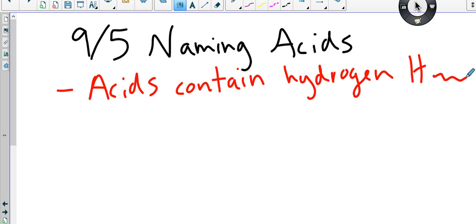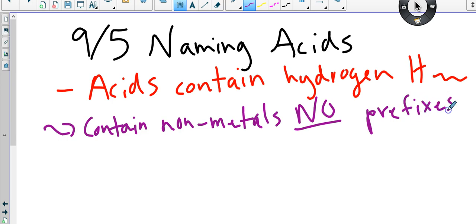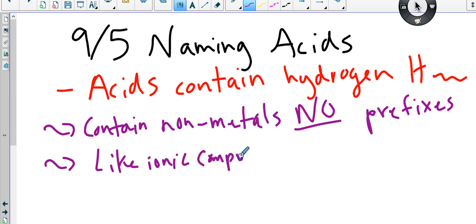They do share some similarities with ionic and covalent. Like covalent compounds, they're made of all nonmetals because hydrogen is a nonmetal. So yes, for the most part, there are some exceptions, but they contain nonmetals. But please, no prefixes. We will not use those prefixes if we see an H. All right, and then, like ionic compounds, which are made of a metal and a nonmetal, we must make them neutral.